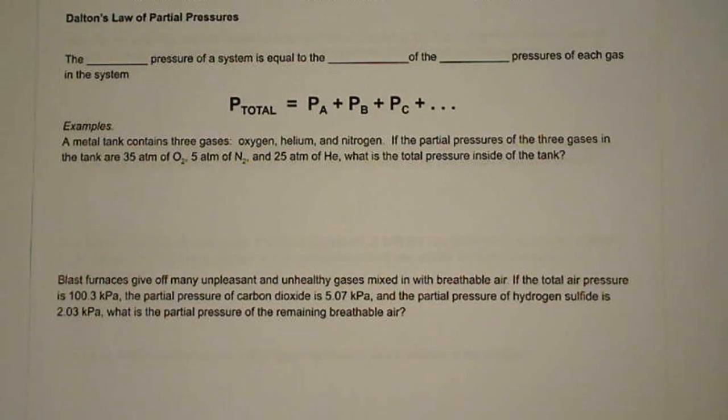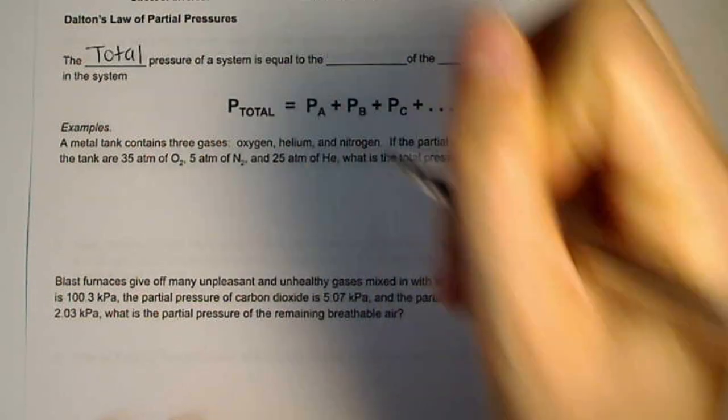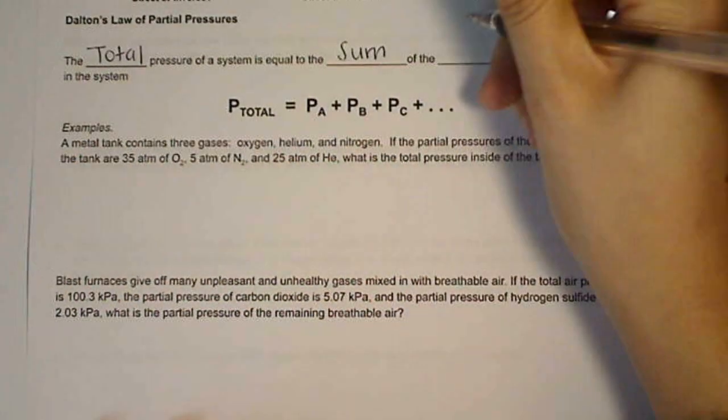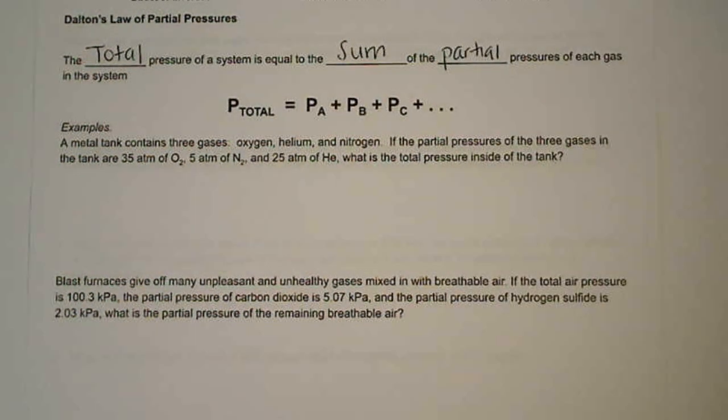Today we're going to be talking about Dalton's law of partial pressures. And basically, what the law says is that the total pressure of a system is equal to the sum of the partial pressures of each gas in the system. So basically, what that means is these gas molecules are all in the same tank, but they're all exerting their own kind of pressure.